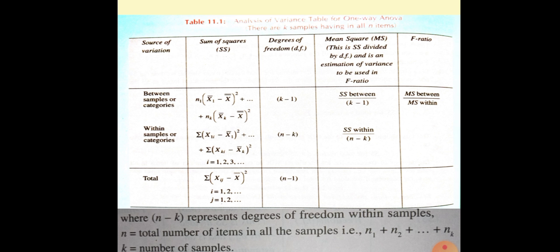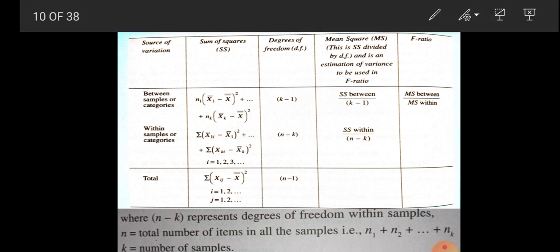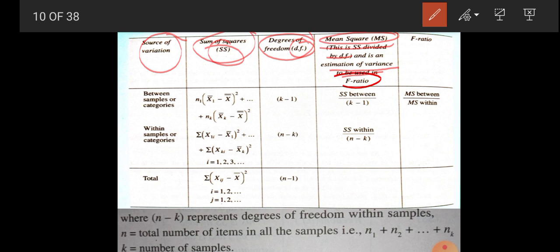Now this is a very important part: the formula for ANOVA. Here you can see what I have written: sources of variation. Sum of squares can be represented as SS. Degree of freedom can be written as DF. Mean square, MS, is SS divided by degree of freedom, and is an estimation of variance to be used in the F ratio.